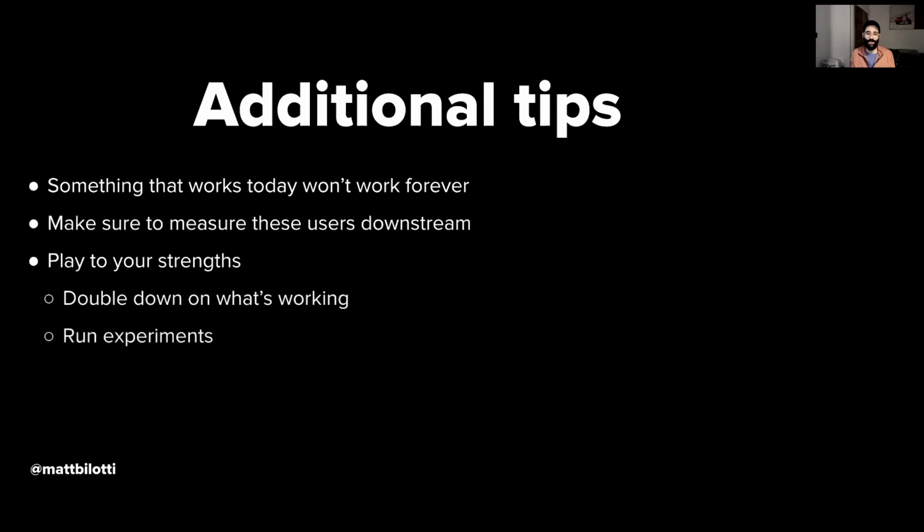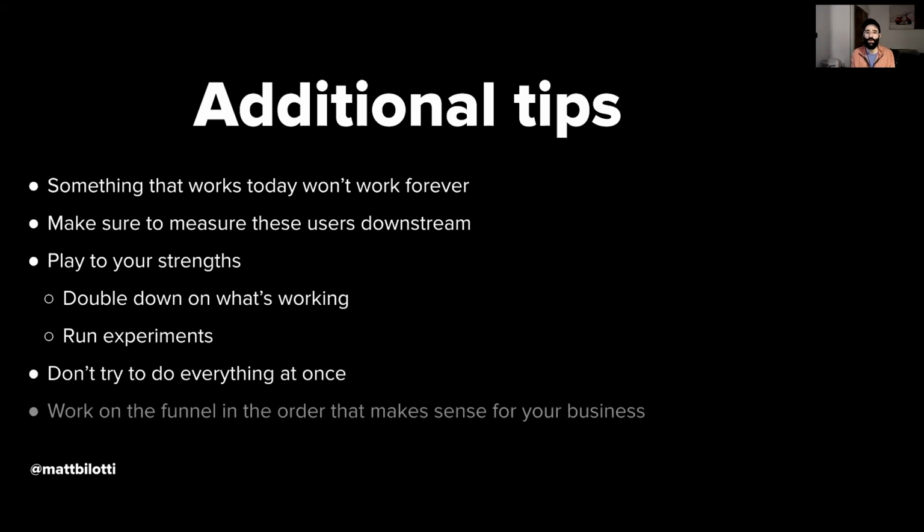Double down on what's working, run experiments to try some new things, and don't try everything at once. Don't walk away from this and say, I've got to do all these 5 things that Matt talked about. Pick 1 or 2, focus there. The best get 1 or 2, maybe 3 of them right. And work on the funnel that makes sense for your business. Don't start with monetization or virality when you really have to start in some other aspect of your funnel.